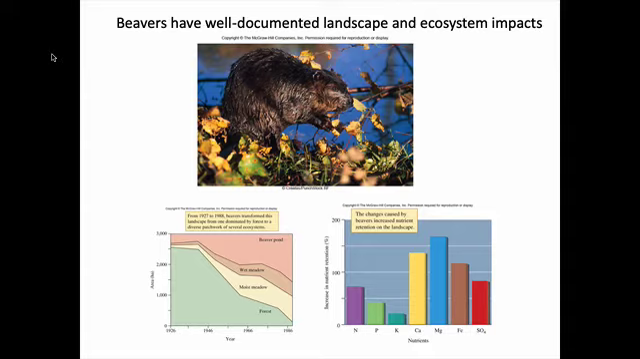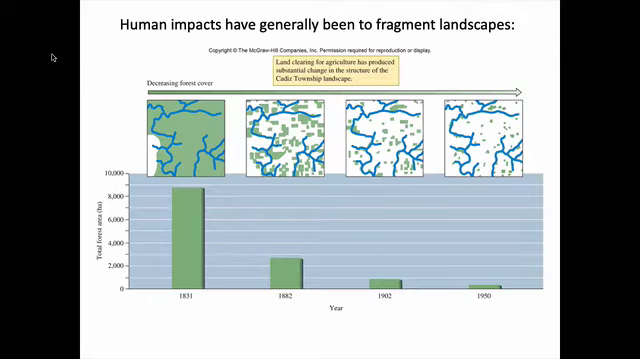Now, we've been phrasing landscapes and human interactions on landscapes in a kind of negative way, like humans provide disturbance opportunities for invasive species, humans fragment the environment. That's not inevitable. Here's an example of how humans do fragment environments, right?